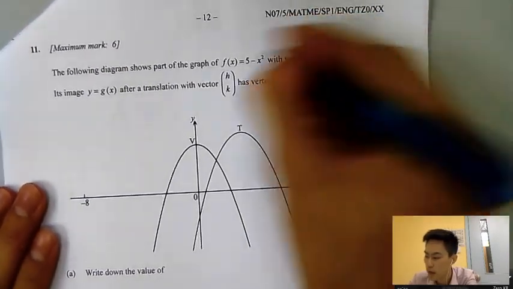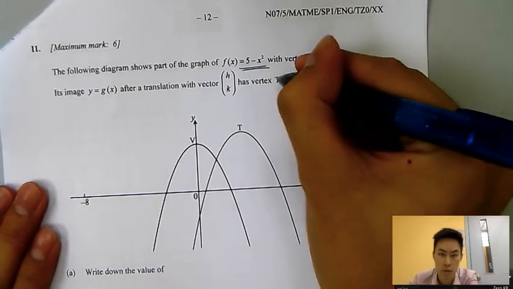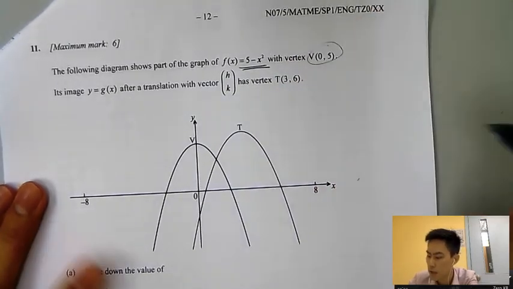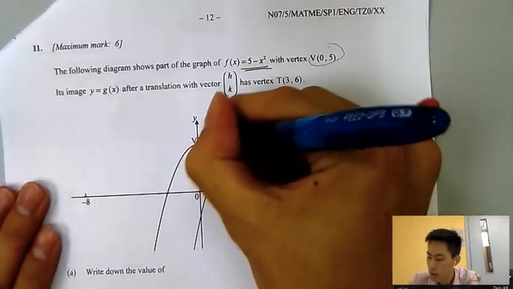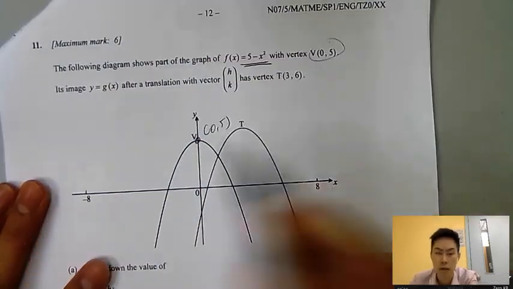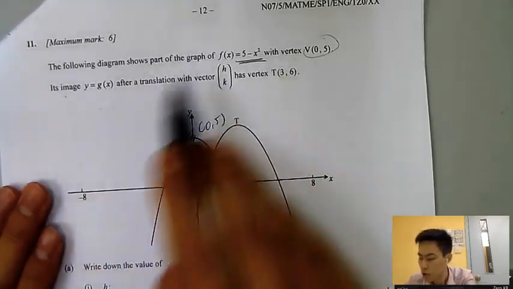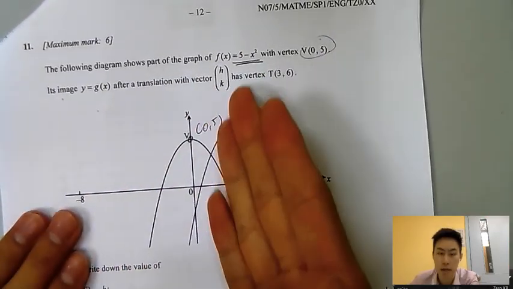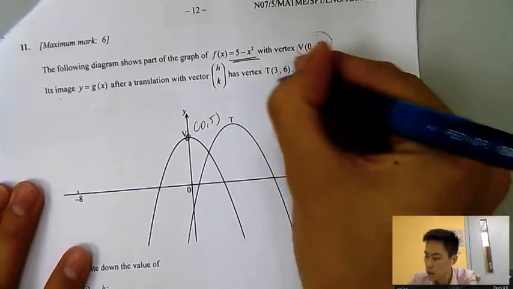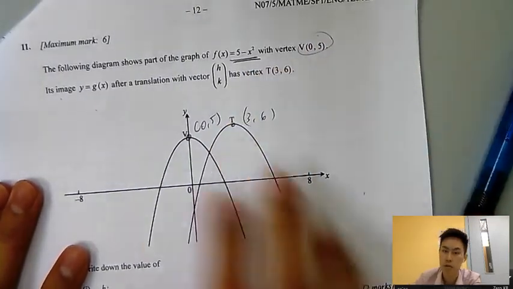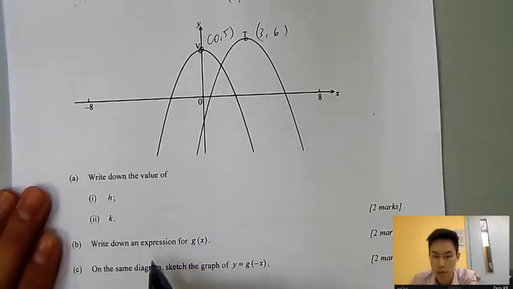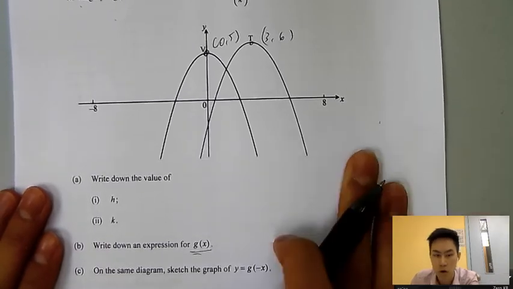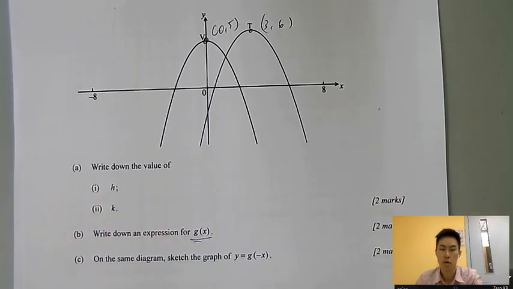So you're given the function 5 minus x squared, and the vertex. Vertex means the maximum or minimum. Referring to this graph, obviously it is the maximum, (0, 5). The image y equals g(x), after the translation with vector (h, k), has vertex T equal to (3, 6). So basically you know the two vertices. Write down the values of h and k, and then in part b, write down the expression of g(x). For A and B, I'll give you maybe 30 seconds to think about this.